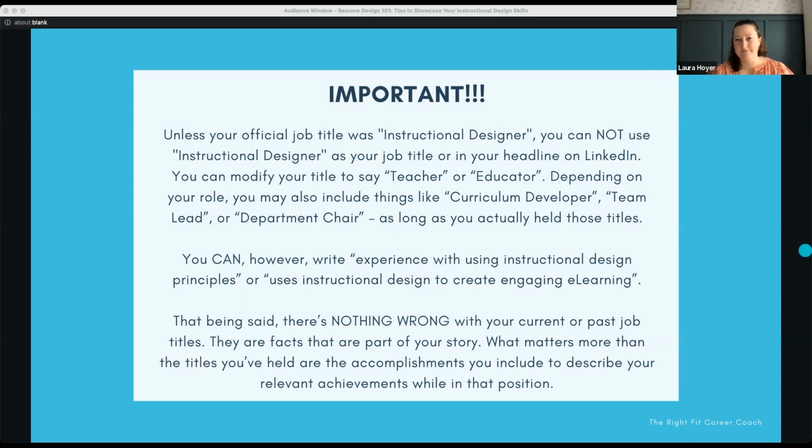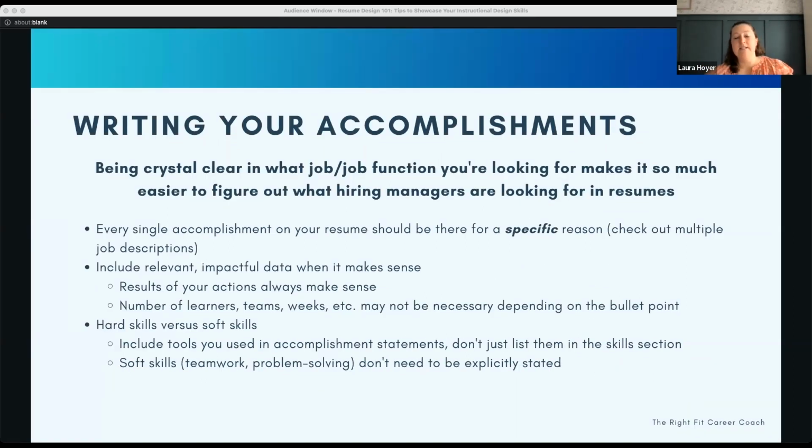Okay, so now let's talk about writing your accomplishments. There are a couple key things here. I'm going to talk a bunch about accomplishments in a second, so don't think that this is everything, but it's very important before you start writing anything that you are crystal clear on what job or job function you're looking for, because it makes it a million times easier to figure out what hiring managers are looking for in the resume. Because you'll notice as you look at, for example, instructional design positions, a lot of them are looking for the same exact thing.